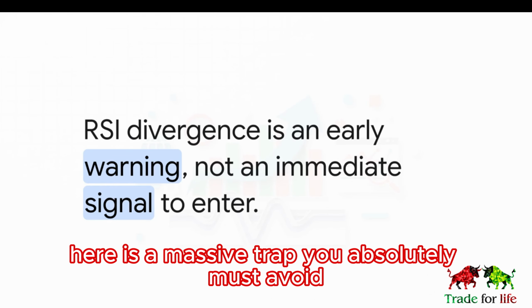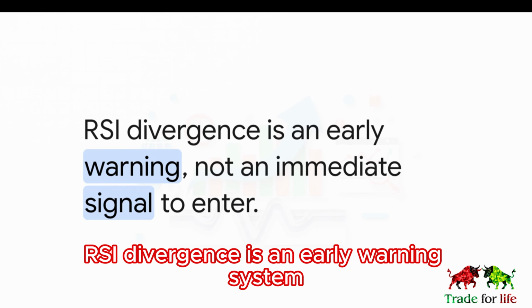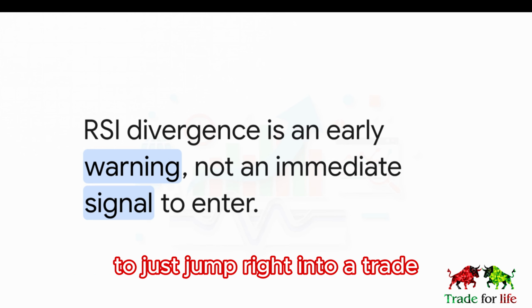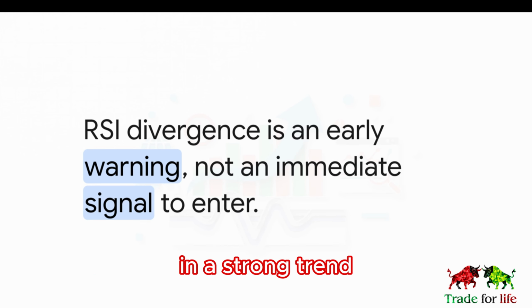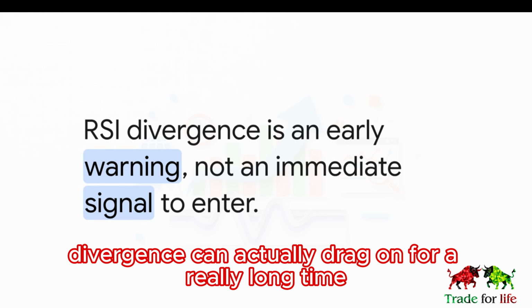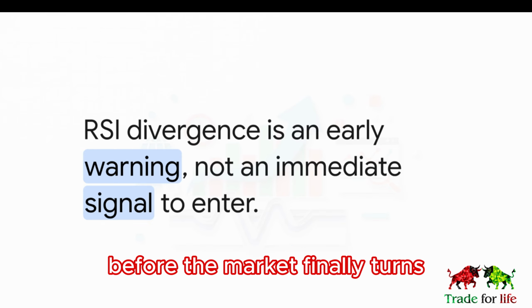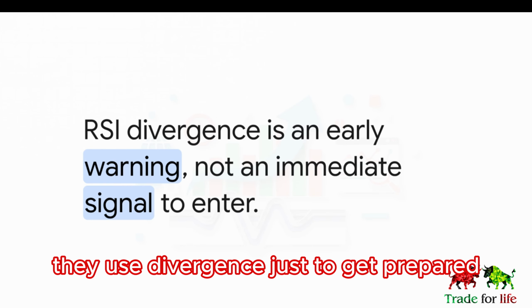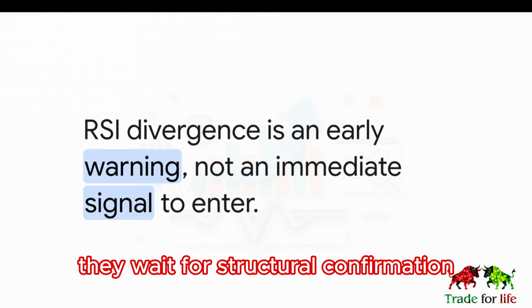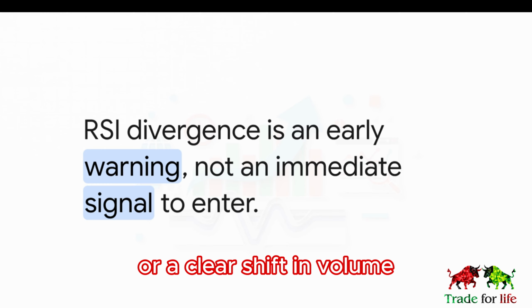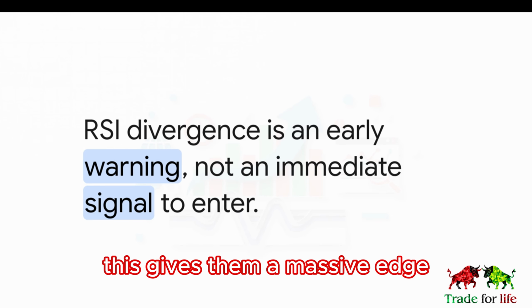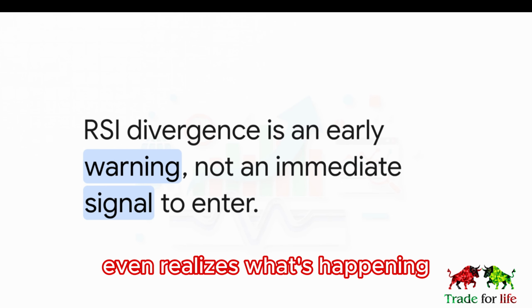But wait, here is a massive trap you absolutely must avoid. RSI divergence is an early warning system. It is absolutely not an immediate signal to just jump right into a trade. In a strong trend, divergence can actually drag on for a really long time before the market finally turns. Professionals know this. They use divergence just to get prepared. They wait for structural confirmation, like a break in market structure or a clear shift in volume, before pulling the trigger. This gives them a massive edge before the rest of the market even realizes what's happening.